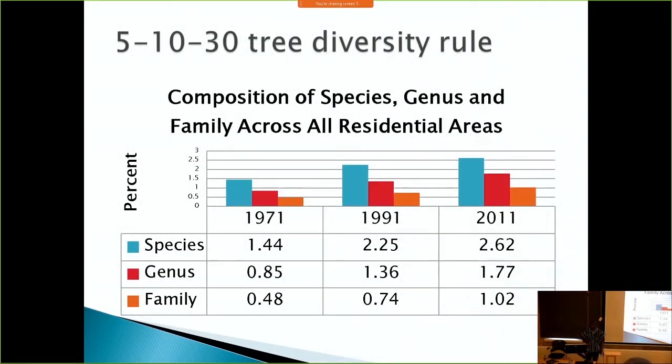On the composition of species, genus, and family across all residential areas, we realized that the species composition for the 1971 area was 1.4%. Genus was 0.8, family was 0.48. In the 1991, the species composition was 2.25, genus was 1.36, and the family was 0.7. But we saw an improvement in the 2011 residential area where the species composition was 2.62, genus was 1.7, and the family was 1.0.